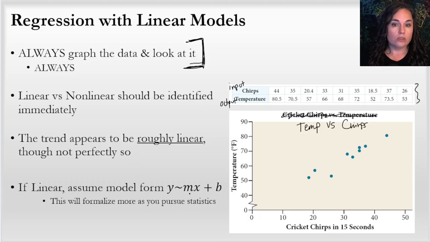So if it's linear, we're going to assume the model of the form y equals mx plus b. Or in this situation, temperature goes as m times the number of chirps plus some initial value. All right. You can formalize this more as you pursue statistics. There's a lot more going on, but for all intents and purposes in this class, that's what you need to know, is that we're going to let y goes as mx plus b. So we need to figure out the m and we need to figure out the b. Whether we're working with chirps or whatever variables we're working with, we need to figure out the m and the b. So the first way to do this, there's two methods overall.